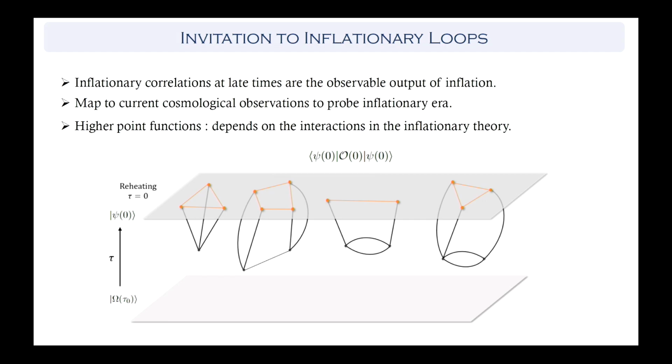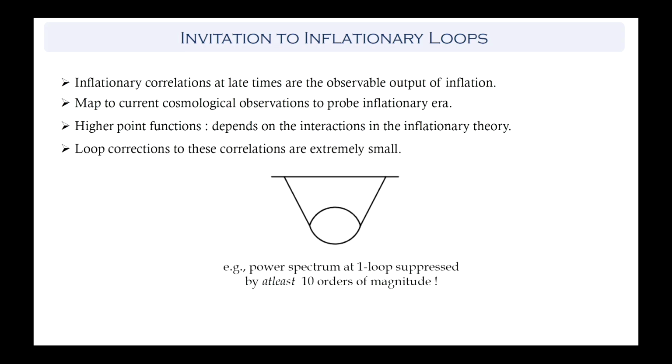Now the reason why such loop corrections have not been studied and computed in the literature for a very long time is because they are expected to be very small. So if you look at this one over here, which is the one-loop correction to the power spectrum, it is at least 10 orders of magnitude suppressed with respect to the tree-level result. So practically no hope of ever observing it.